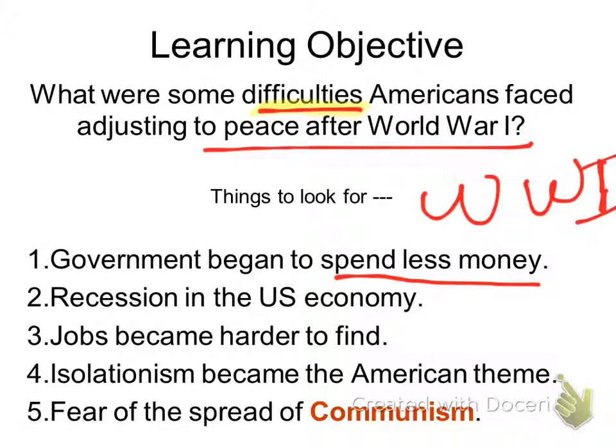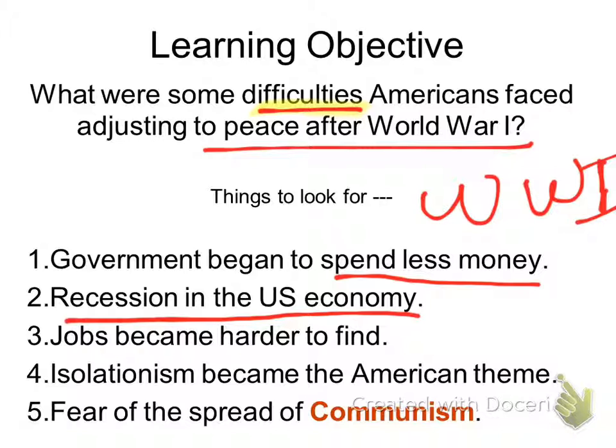Takes us to our second bullet. A recession hit the United States. Recession, level vocabulary terms, inflation, prices go up, and unemployment goes up as well. So we were facing a recession in the early 1920s. It was relatively short-lived and not overly bad, but it was a recession.